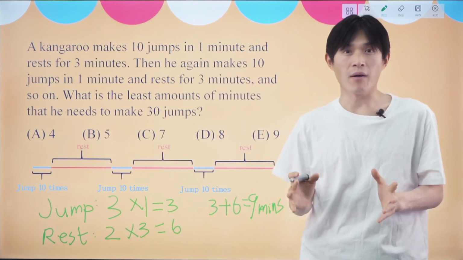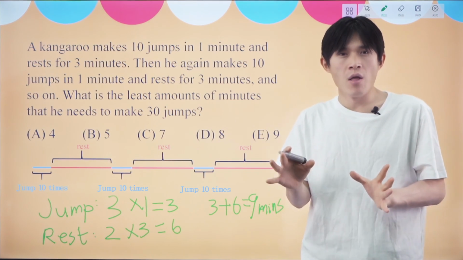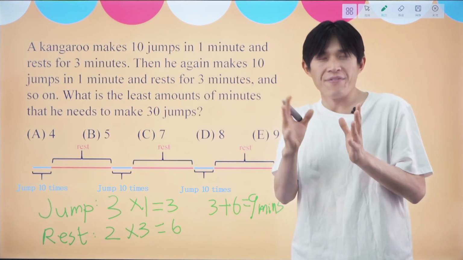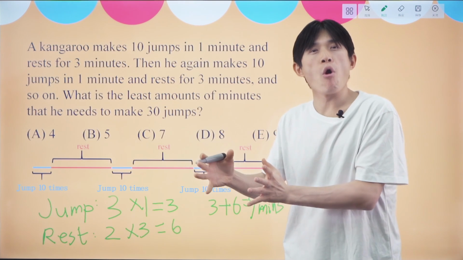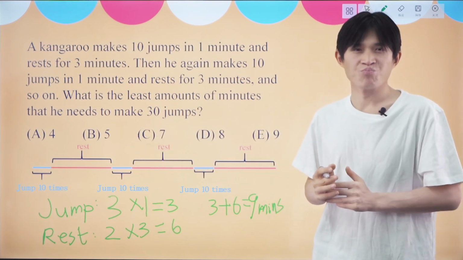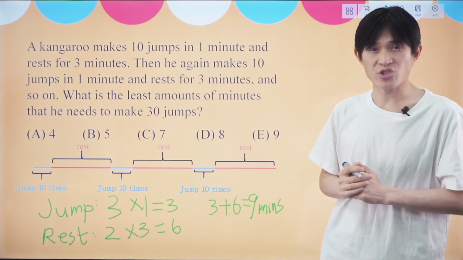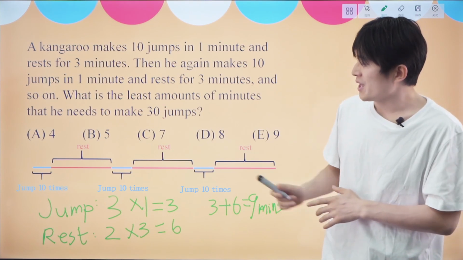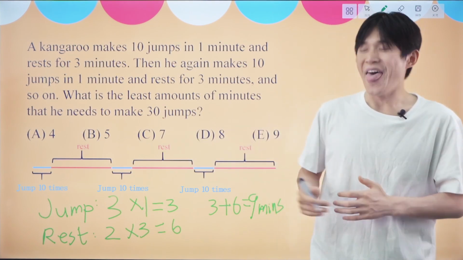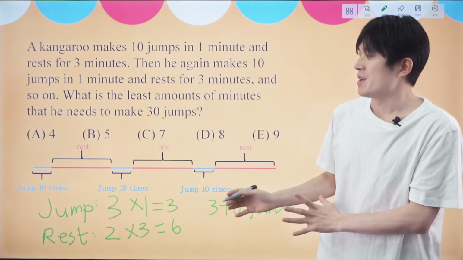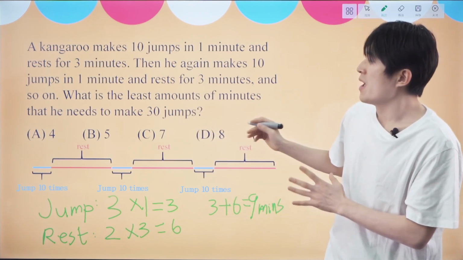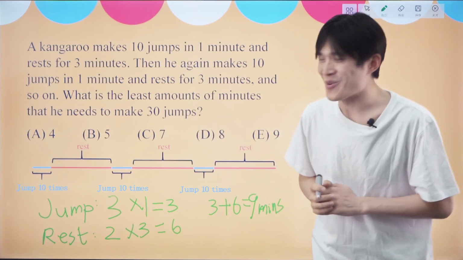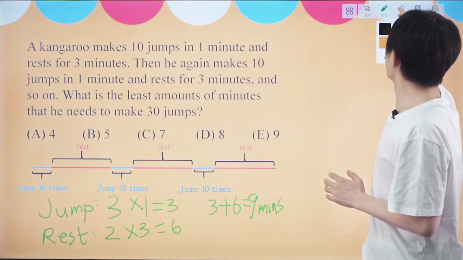Okay, remember, every time you try to solve problems with intervals, you need to know that the number of objects is one more than the number of intervals. In this case, our second question, each jump will be the object and each rest will be the interval. And then you know the duration, the least amount of time that he needs to make 30 jumps. Okay, so that's how you solve the problem.